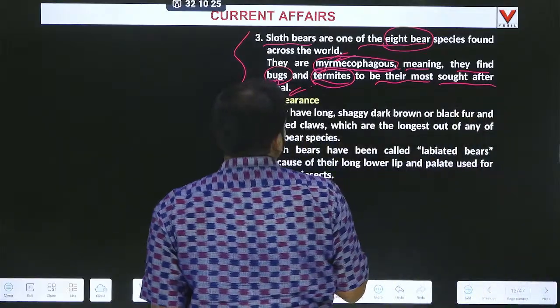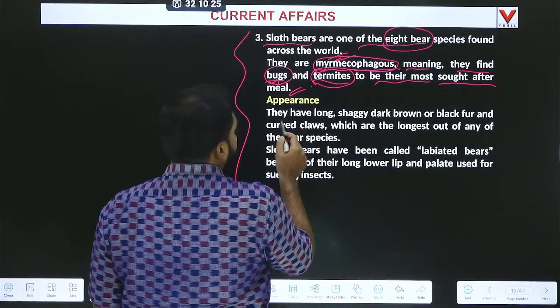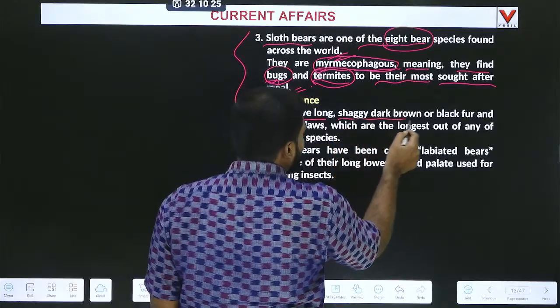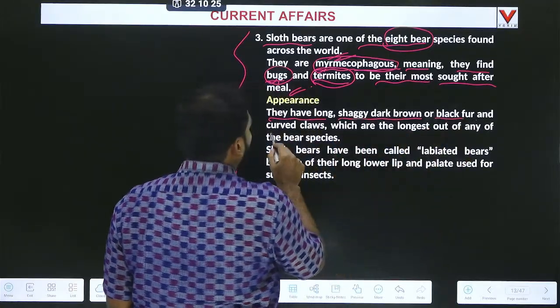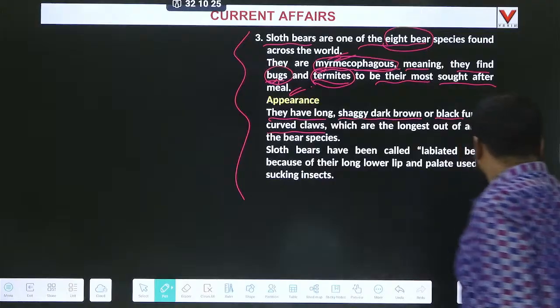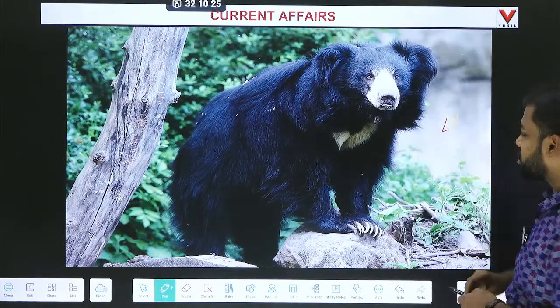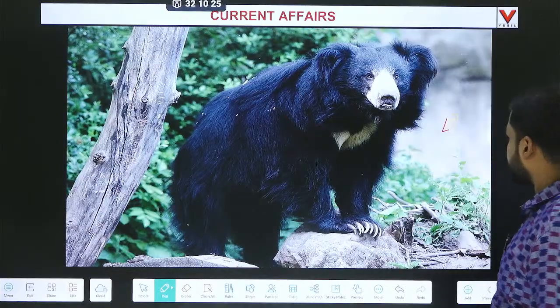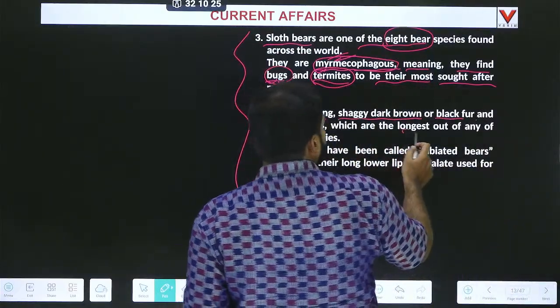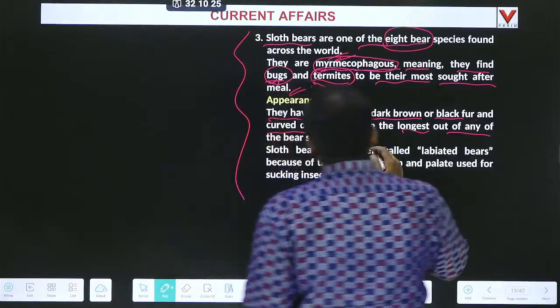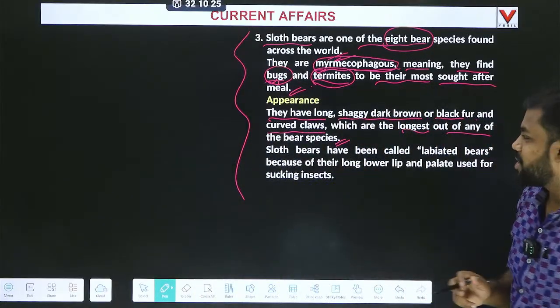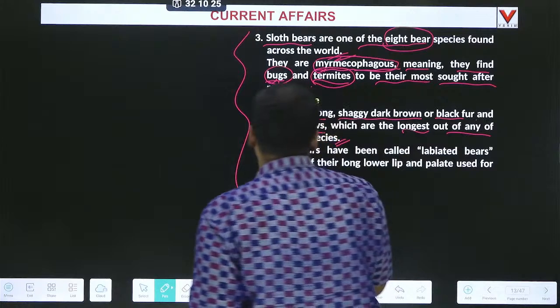The same for sloth bears' appearance. They have long, shaggy, dark brown to black fur and curved claws. You see their claws, curved claws. This is a curved claw, which are the longest out of any of the bear species. Their claws are the longest. That's why be careful of them.